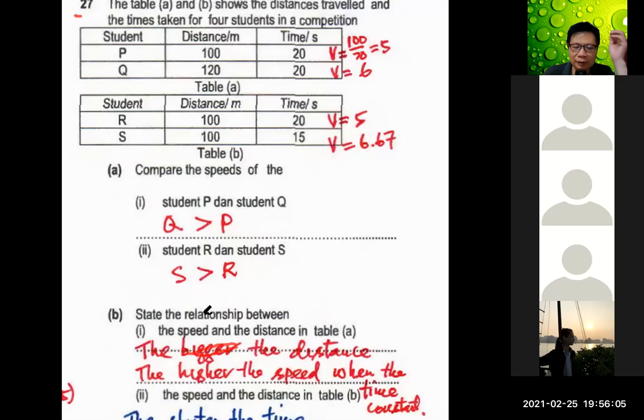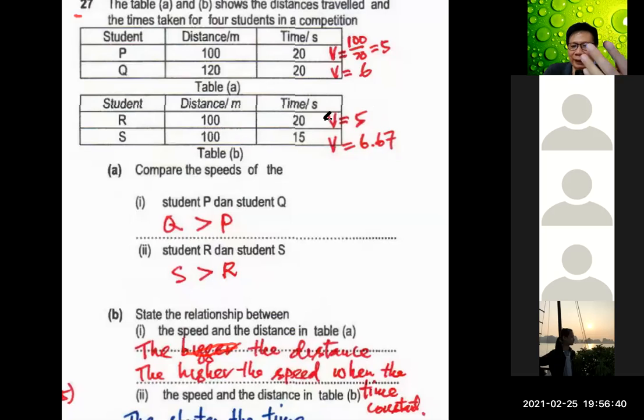Okay, now look at the next one. They ask you to compare the speed and the distance in table B. Can you modify and then try to give the answer? But in the case of table B, now the one that stays constant is the distance. You see distance here is the same, but the time is different. Then, of course, the speed is also different now.